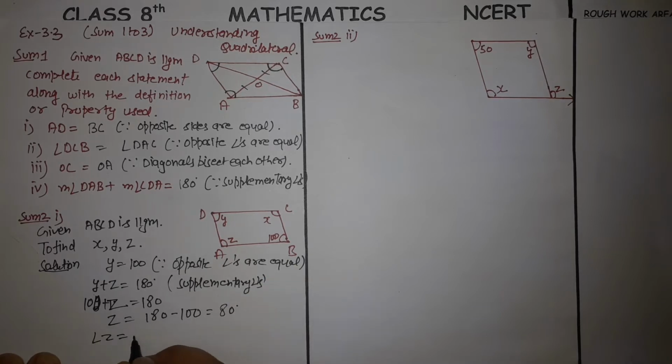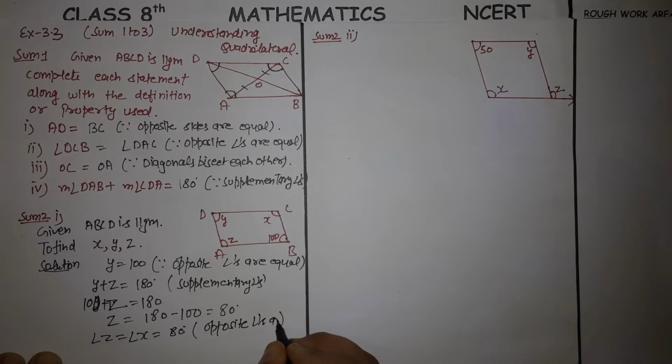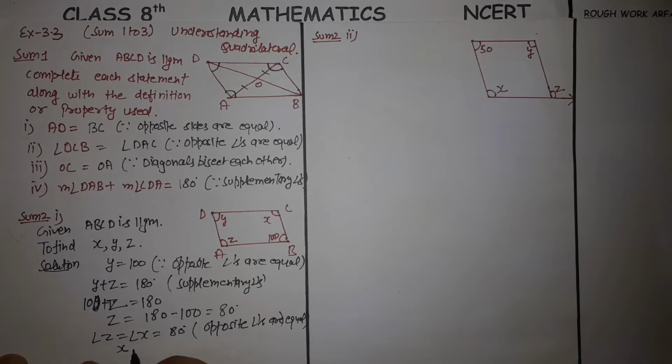That's why angle Z is equal to angle X, 80. Reason? Opposite angles are equal. At last you have to write your answer. X equals Z equals 80 and Y equals 100. That is your required answer.